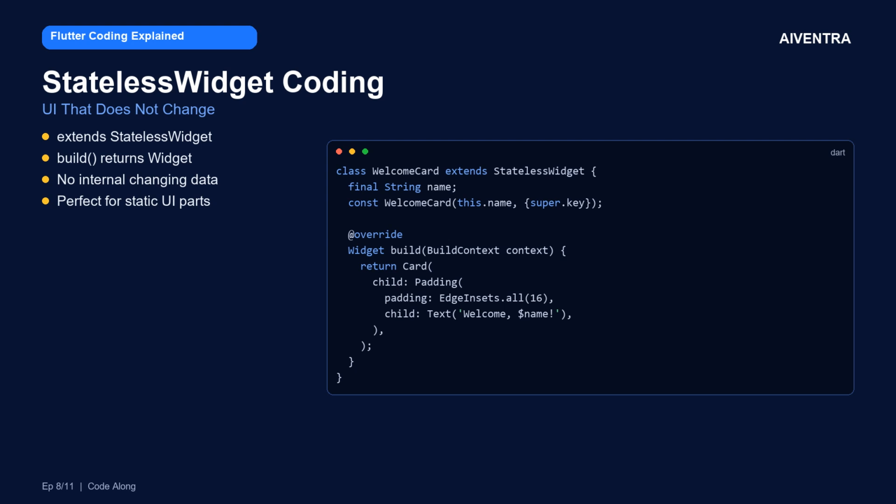Type this code in your project. Place WelcomeCard inside a scaffold body. Hot reload and see your card appear. Change the name and hot reload again. Every Flutter developer writes dozens of stateless widgets. Master this pattern first.